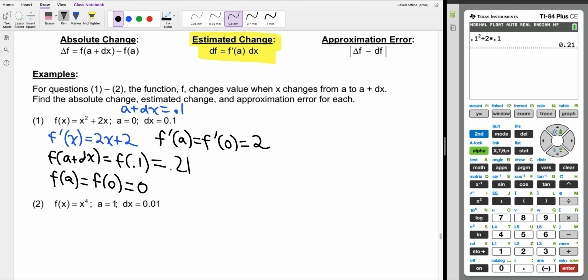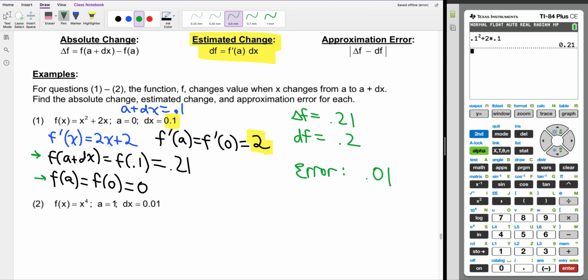All right, so we just got to crunch it out. Delta f, the difference between these two values, is 0.21. df would be the product of these two values, which is 0.2. And then the difference, so the error, the absolute difference between the two. So subtract them and drop any negatives, 0.01.